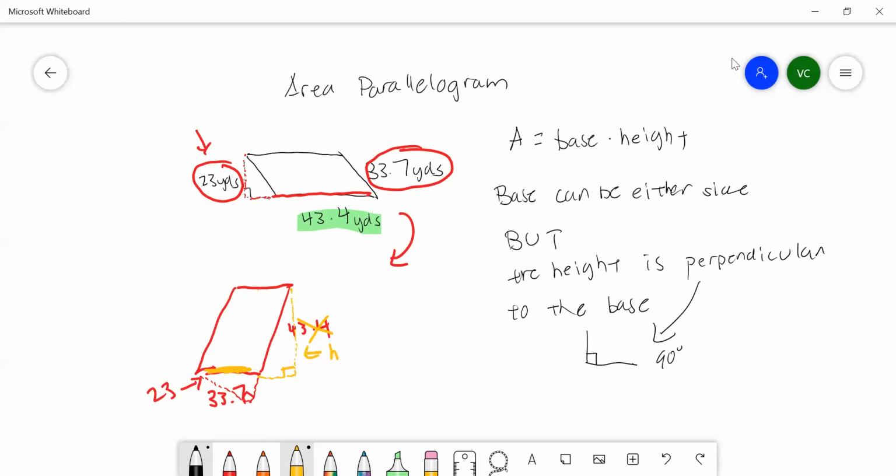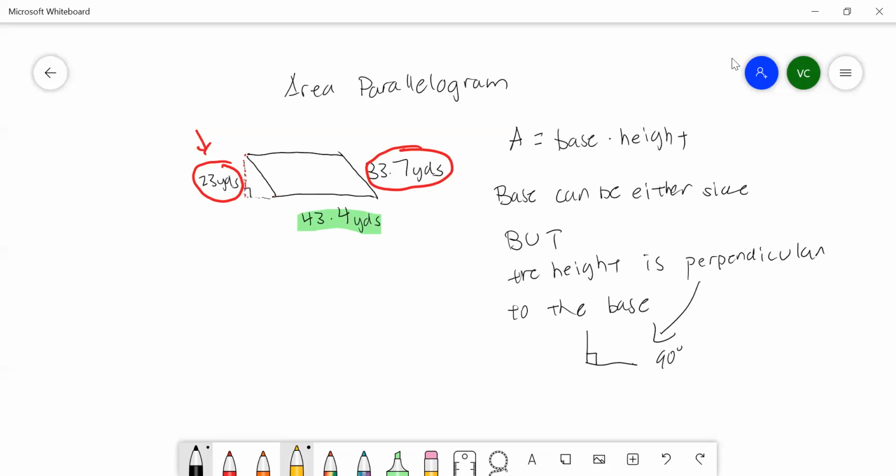Okay, so the problem is going to give you certain numbers. You have to look at which number is perpendicular to the base, and that's going to be the height. So let me undo this stuff, because let's go back to the original problem and just solve for our area. So that's all we were trying to do here, finding the area.